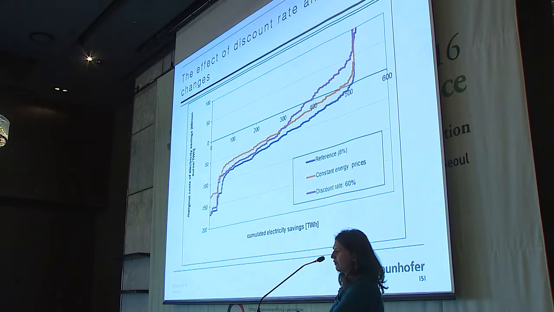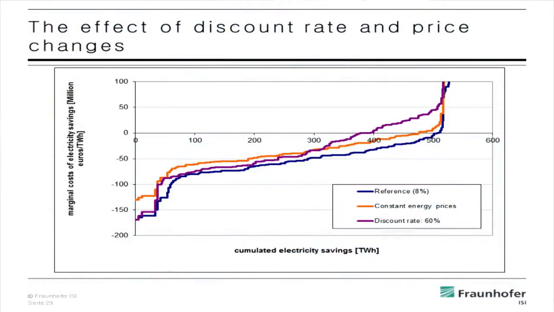This is an example of how different energy prices or discount rates can change your abatement costs. Constructing those curves was done using exactly the same data except for energy prices and discount rates.